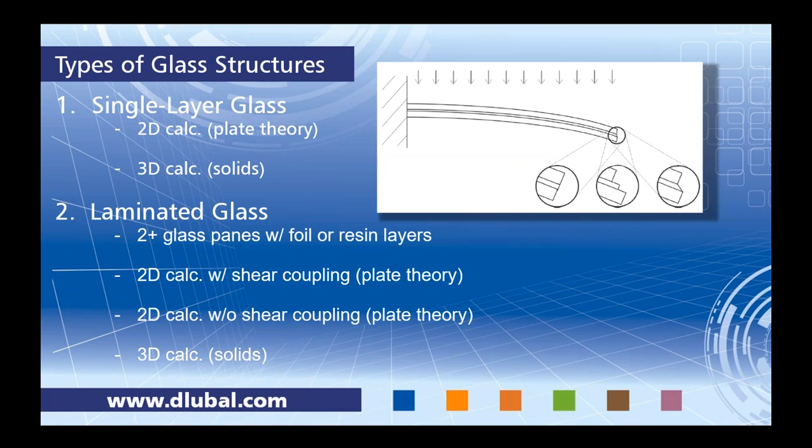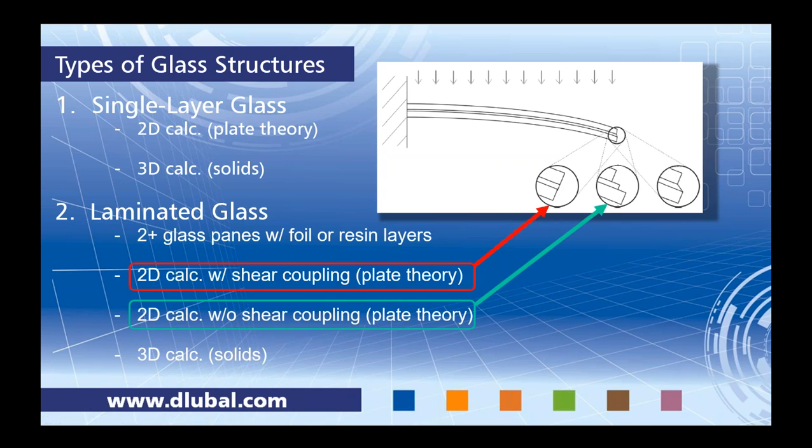With laminated glass, we have two or more glass panes with a foil or resin layer in between them. And for laminated glass, we have three different analysis options. The first is a 2D calculation with shear coupling. This again will be plate theory. So we have our 2D finite elements and we can consider shear coupling. But keep in mind, as you can see where this arrow is pointing to this little picture here, that the shear coupling for plate theory is a rigid shear coupling. So you can see that rigid behavior between the different layers of glass and foil.